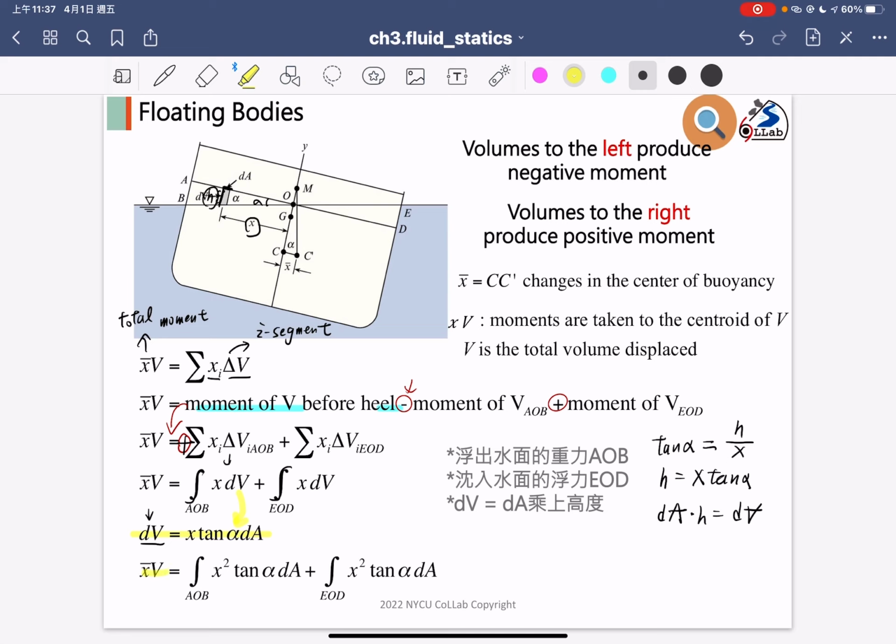So this is our final equation. X bar multiplied by the total displaced volume is equal to the integral of x squared tangent alpha dA, and the integral of x squared tangent alpha dA, but over the different areas, AOB and EOD. And you may notice in here that the integral of x squared dA is related to the second moment of area.